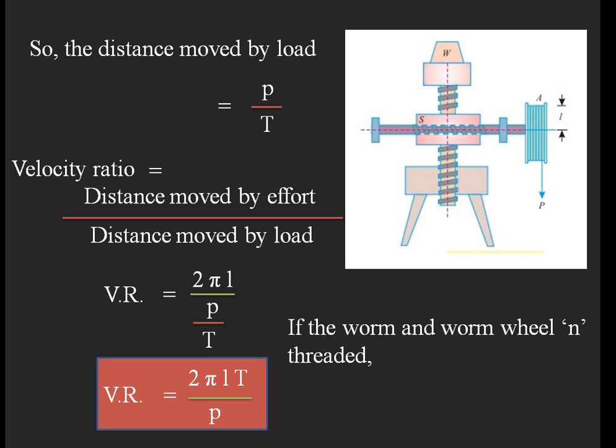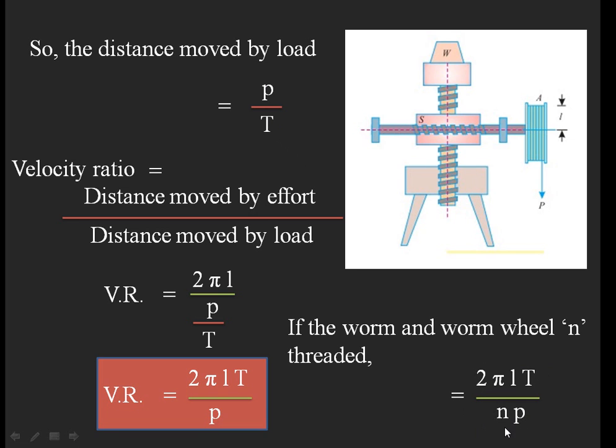Whatever analysis we applied for the total number of teeth covering the pitch value, for two teeth, the distance covered will be 2 P by T. Based upon that, for N threads we get the distance moved by the load as N P by T. So the T moves to the numerator, and we get the velocity ratio as 2 pi L T by N P.